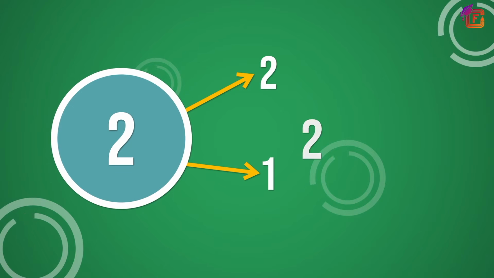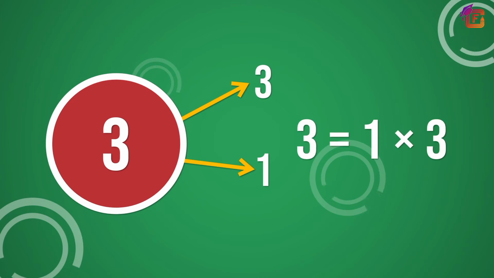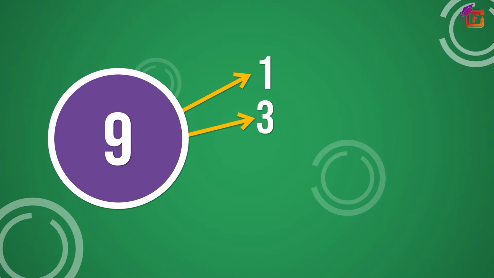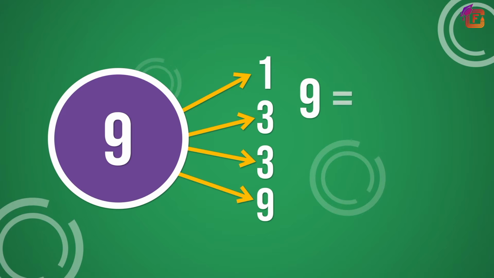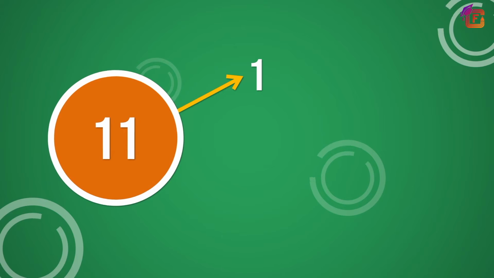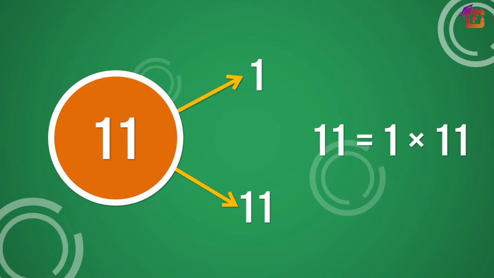Well done, learners. I hope that you have listed all the factors of the given numbers, and the factors look like this. 2 has 2 factors, 1 and 2. 3 has 2 factors as well, 1 and 3. 6 has 4 factors, 1, 2, 3 and 6. Coming forward to 9, it has got 3 factors which are 1, 3 and 9. 11 has 2 factors, 1 and 11.